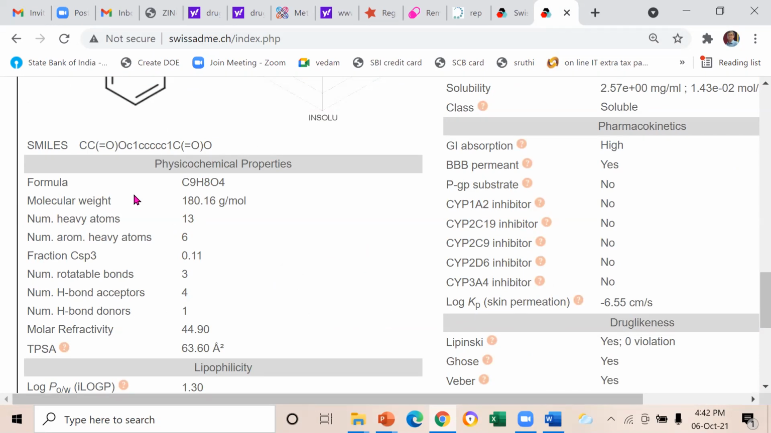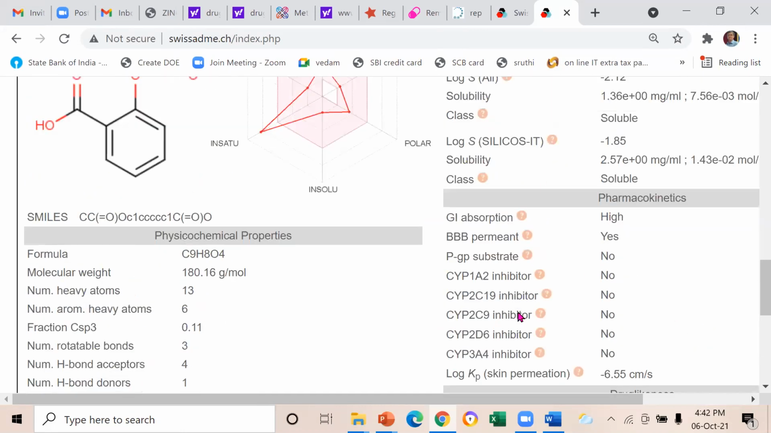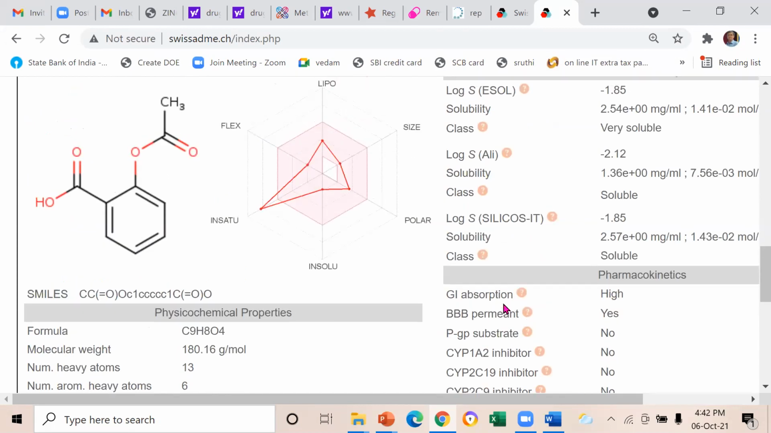Okay, it is giving molecular weight, number of heavy atoms, total polar surface area, molecular refractivity, hydrogen bond donors, hydrogen bond acceptors, number of rotatable bonds, log P value, GI absorption. That is very good. BBB, blood-brain barrier penetration.